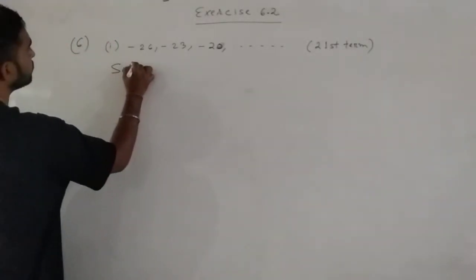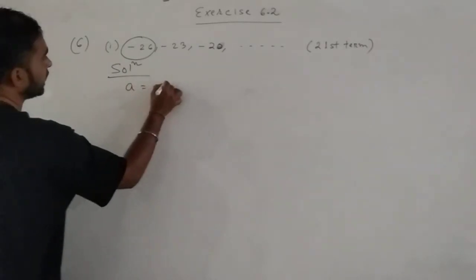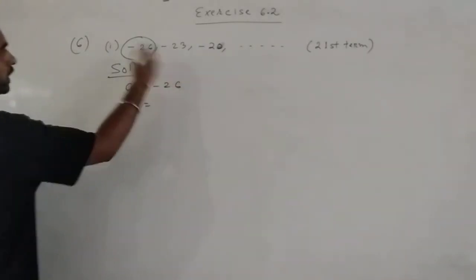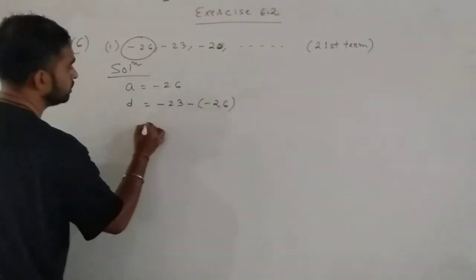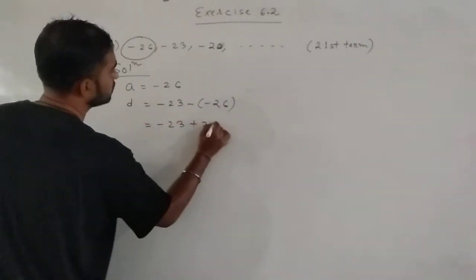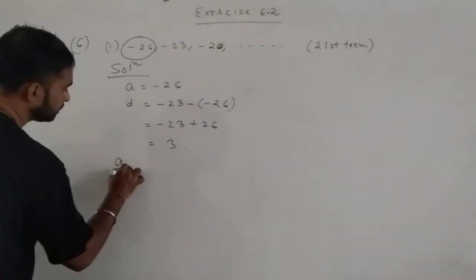Solution. Here the first term A equals minus 26. D equals second term minus first term, equal to 3. So D equals 3. Now first A21.